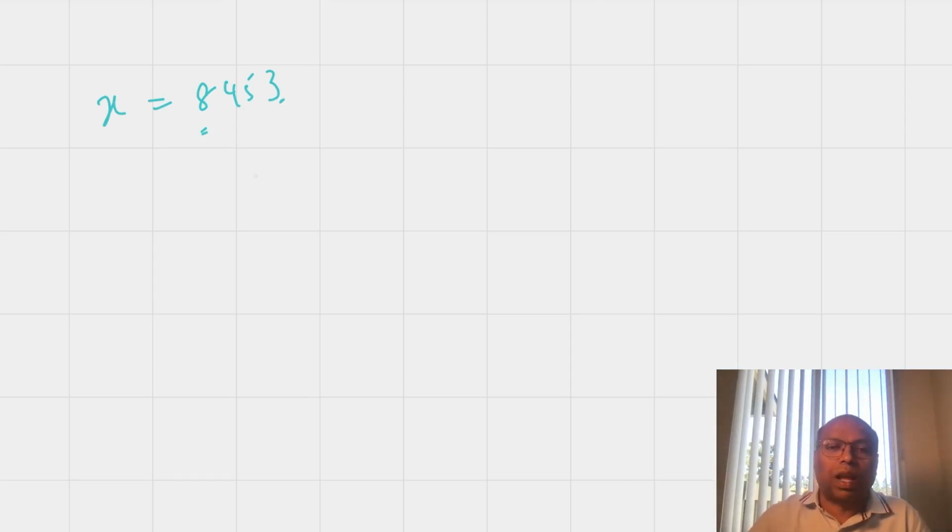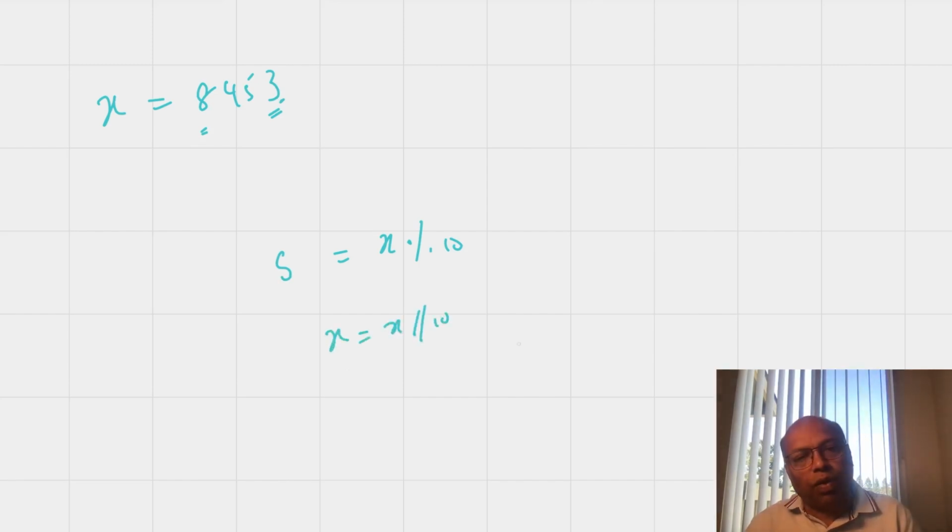So therefore, first I need to find the sum of the digits. First, I need to get the 3. How to get the 3? x mod 10. How much do I get? 3. So I'm going to store it in S. Okay. Now what I need to do here? I need to cut this digit. How to cut the digit? x is equal to x divided by 10.